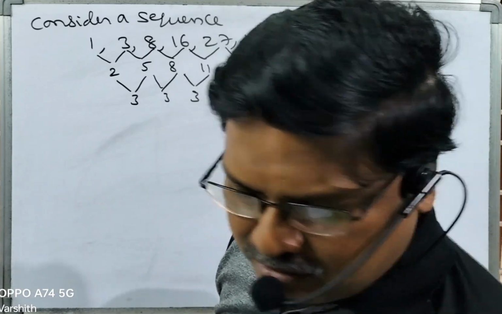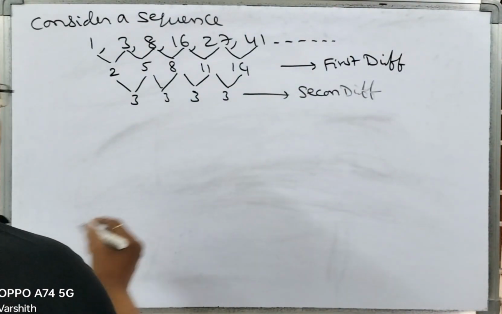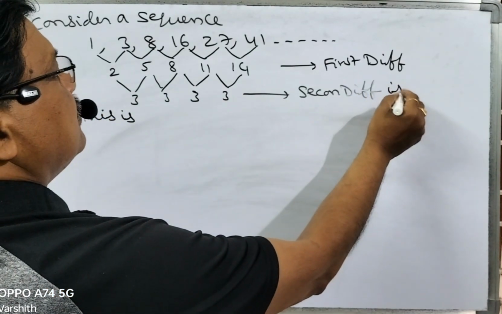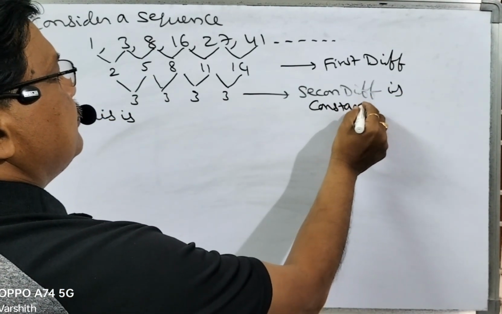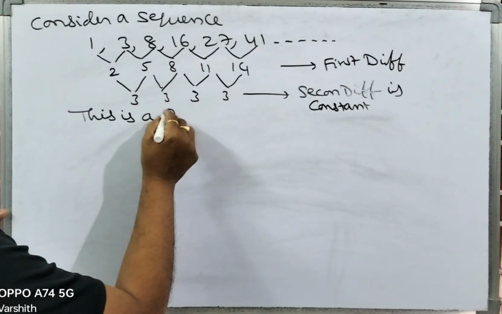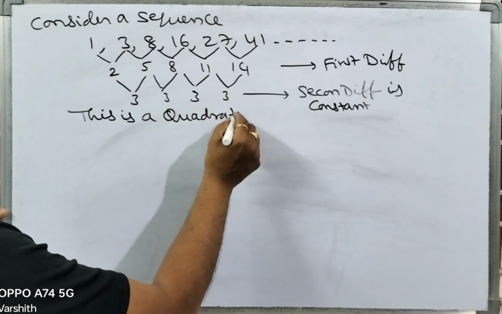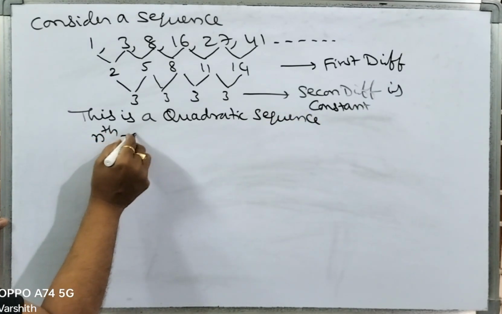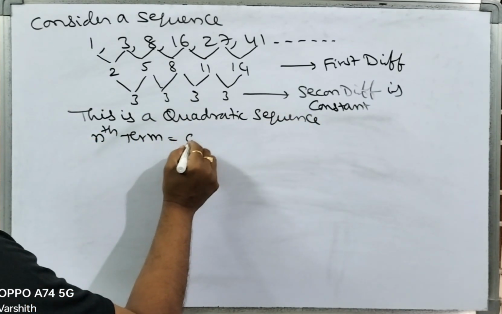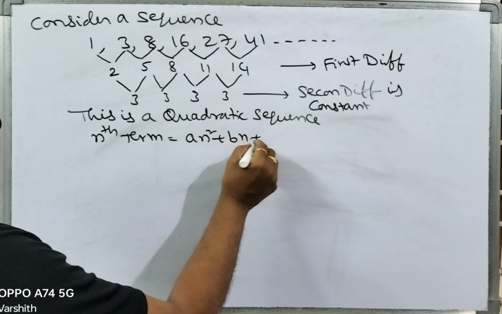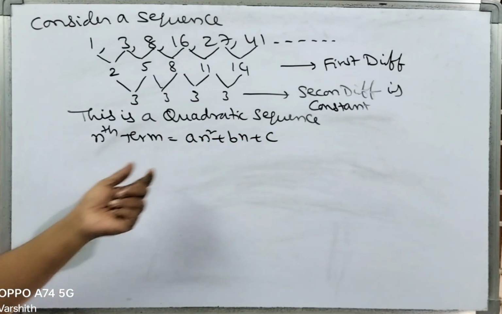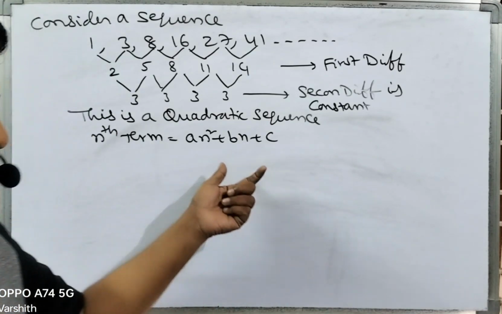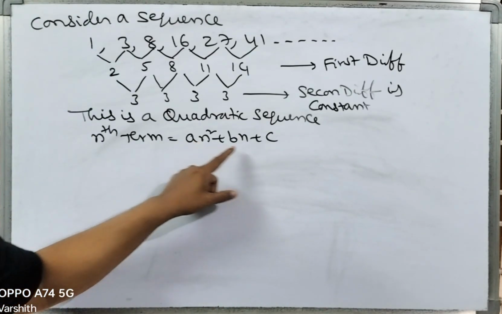So this is a quadratic sequence, and the second difference is constant, that is 3. As I told you already, the nth term is equal to an square plus bn plus c. To get the a, b, c values, we can go by two methods. First I will give one method, the general method. The general method is by taking n is equal to 1.